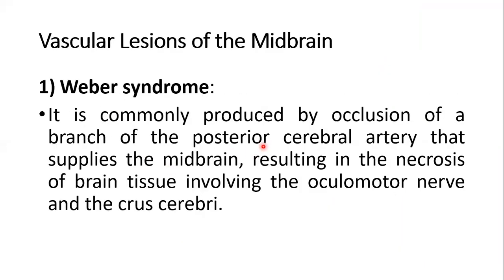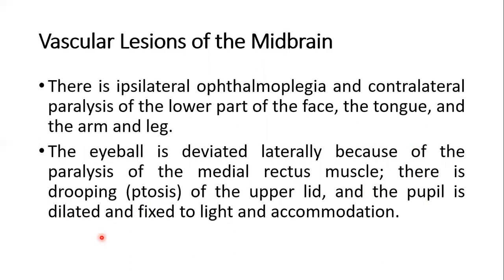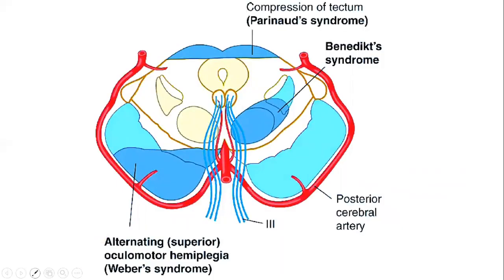It is commonly produced by occlusion of a branch of the posterior cerebral artery that supplies the midbrain, resulting in the necrosis of brain tissue involving the oculomotor nerve and the crus cerebri. There is ipsilateral ophthalmoplegia and contralateral paralysis of the lower part of the face, tongue, and the arm and leg. The eyeball is deviated laterally because of the paralysis of the medial rectus muscle. There is drooping of the upper lid, that is called ptosis, and the pupil is dilated, mid-dilated, and fixed to the light and accommodation. Then you could see this is a Weber syndrome.